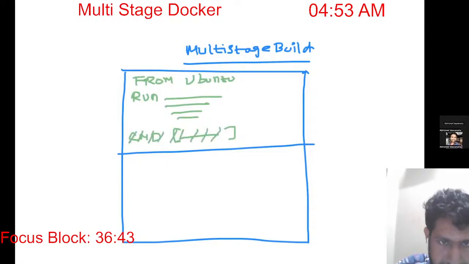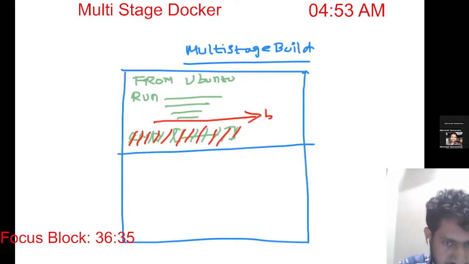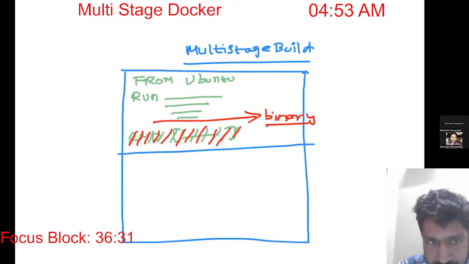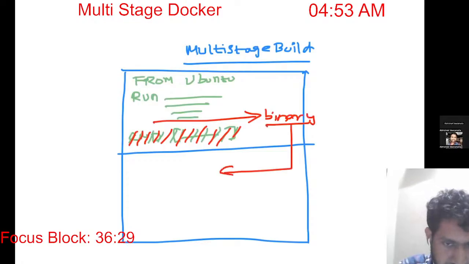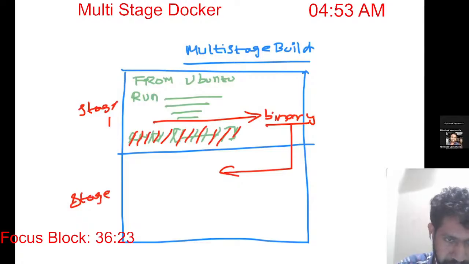Okay. So instead of executing the command here itself, or instead of executing the entry point here itself, what I will do is I will take the binary from this Docker image or from this Dockerfile into this specific Dockerfile. So you can consider it as stage 1 and this as stage 2. So you'll write both the stage 1 and stage 2 as part of the same Dockerfile.